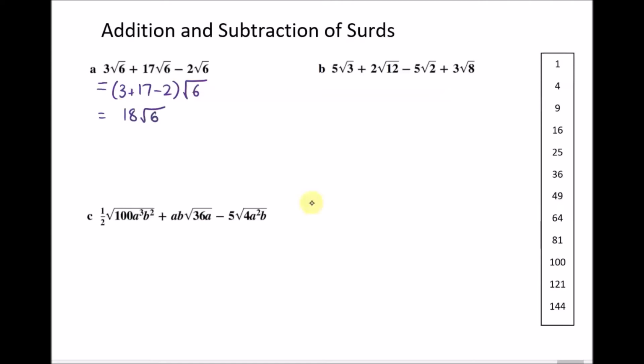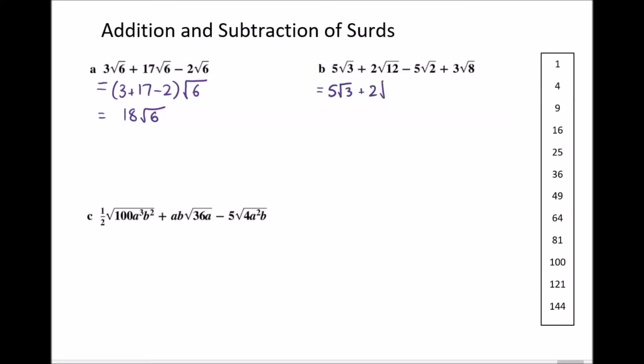In our second expression to simplify, I can see 5 root 3 and minus 5 root 2 are already written in simplest form, but 2 root 12 and 3 root 8 are not. So we need to write them in simplest form before we can add and subtract our surds. So we keep 5 root 3 as it was, plus 2.